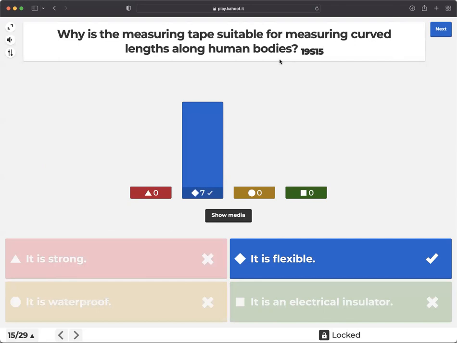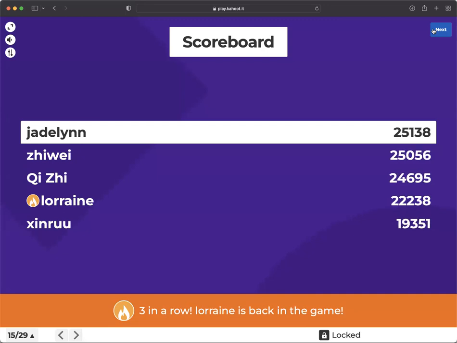Okay, this question now, you can measure the human body which is not straight because it is flexible. Next question.